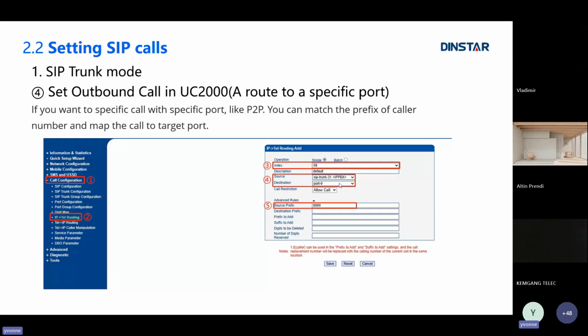And if you want to make the outbound calls peer-to-peer, you can set the call source prefix, and then map the call to the target port, as the following pictures show in the IP to tail routing. We choose the source and destination, and then we set a source prefix to limit the route.